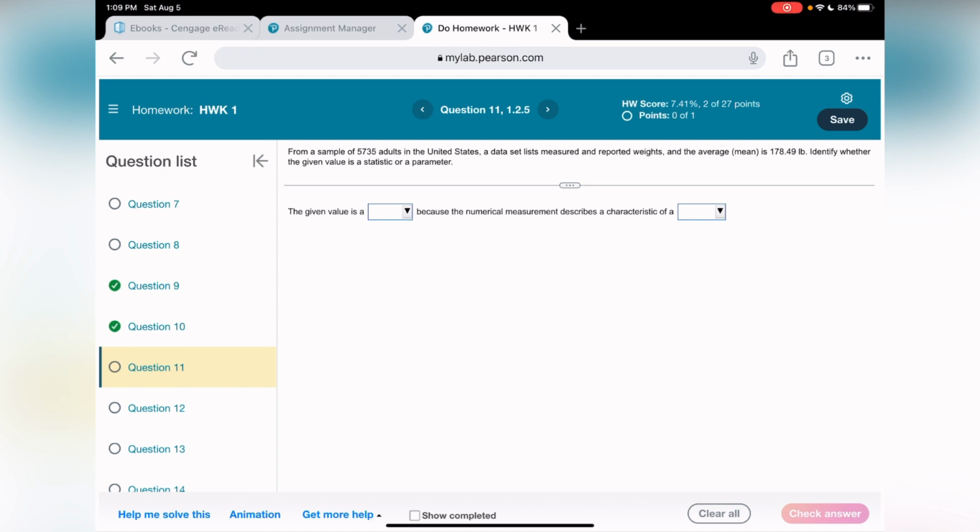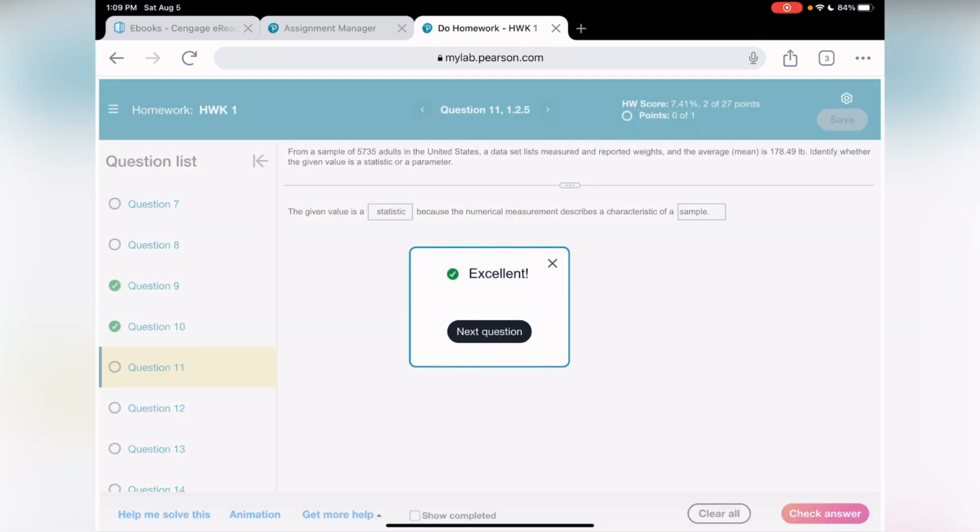Okay, so at this point, what do we have? Let's read it. From a sample, the word sample is already there, so I don't even need to read further. A sample is characterized by a statistic, right? A population is characterized by a parameter. So the given value is a statistic because the numerical measurement describes the characteristics of a sample, correct? Because we have a sample there from the beginning. Number 12.